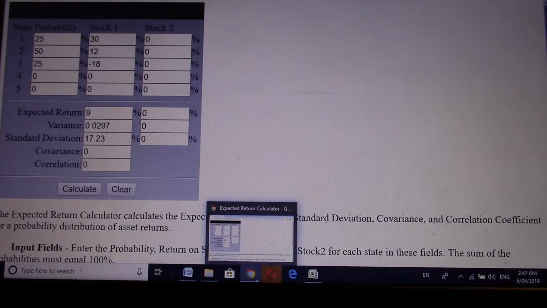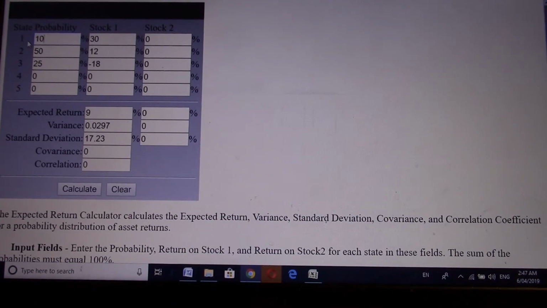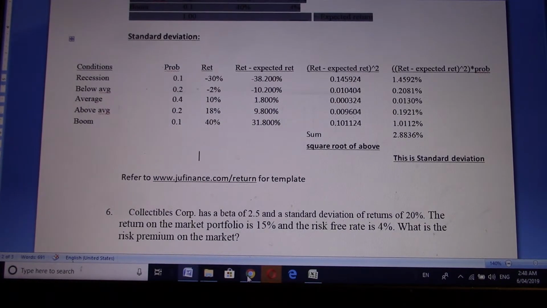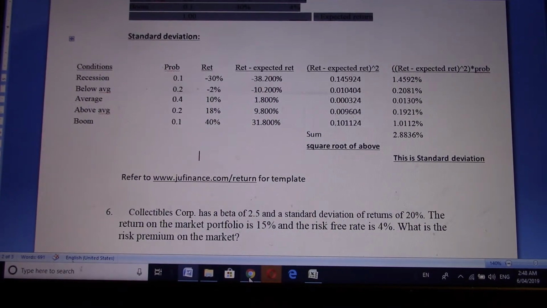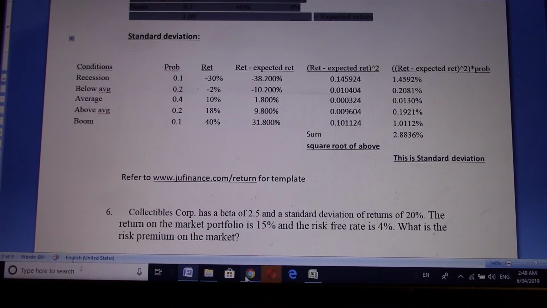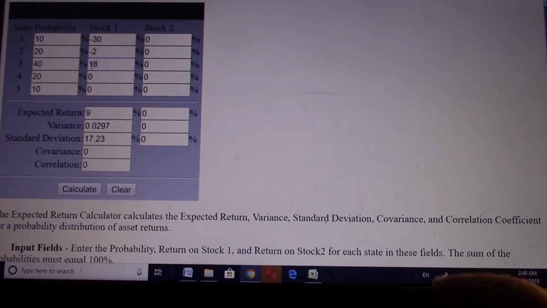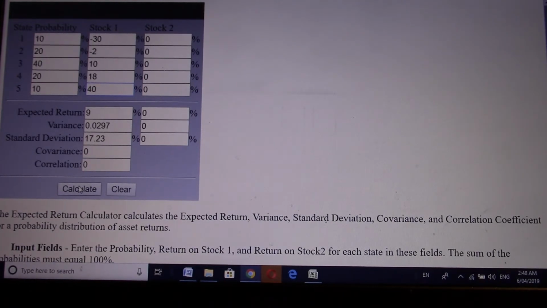So we have 5 economic states. The probabilities are 10%, 20, 40, 20, and 10. Let me check that they add up to 1. Yes, they add up to 1. The returns for each state are negative 30, negative 2, 10, 18, and 40. Then click calculate.